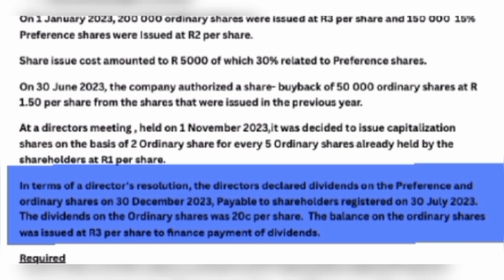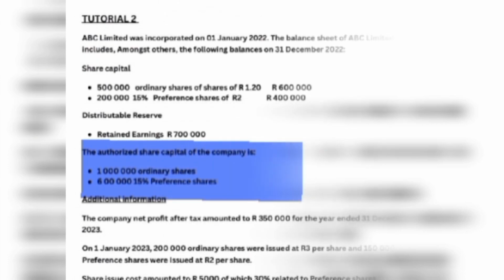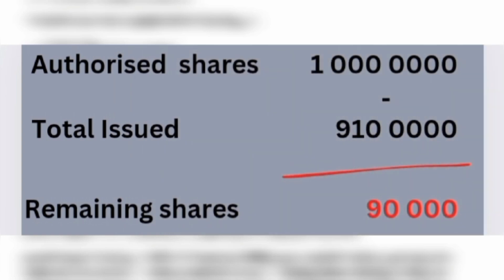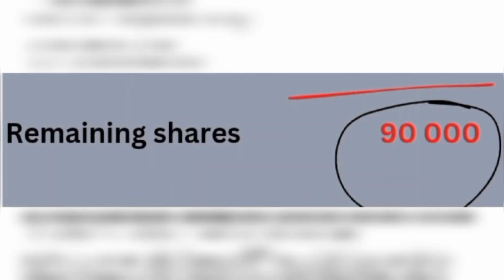How many shares are we remaining with? I guess we should find out. We have been authorized to issue 1 million ordinary shares. So 500,000 plus 200,000 minus 50,000 plus 260,000 gives us 910,000. So far, we have issued 910,000 ordinary shares. When you say 1 million minus 910,000, we are left with 90,000 ordinary shares. So we are going to issue all of these 90,000 ordinary shares.